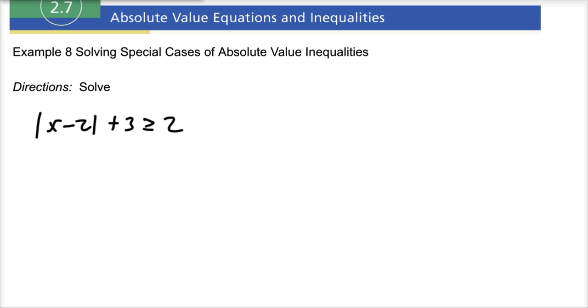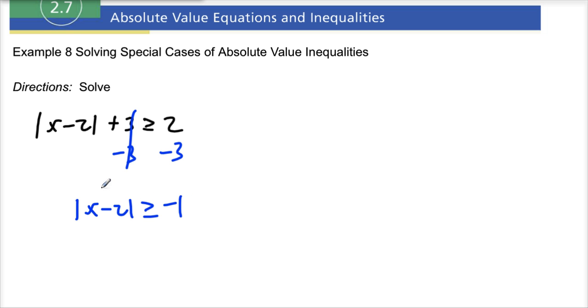Check this one out right here, and you're going to see that this is also one of our special cases. So if I want to isolate my absolute value by subtracting 3, absolute value of x minus 2 is greater than or equal to negative 1. What this is asking us is some number that you take the absolute value of, that it's going to be greater than or equal to negative 1.